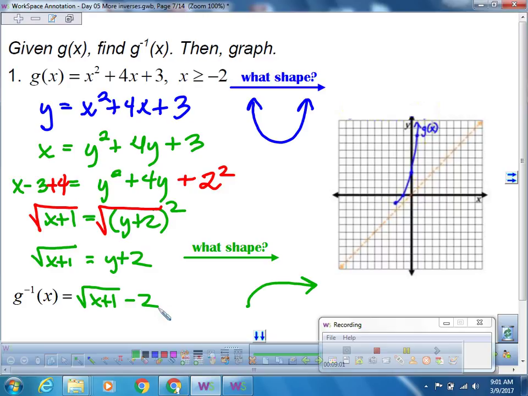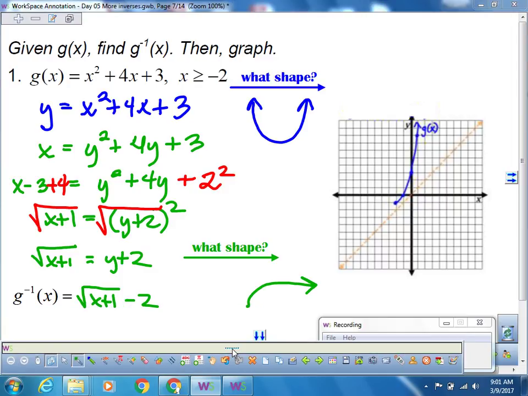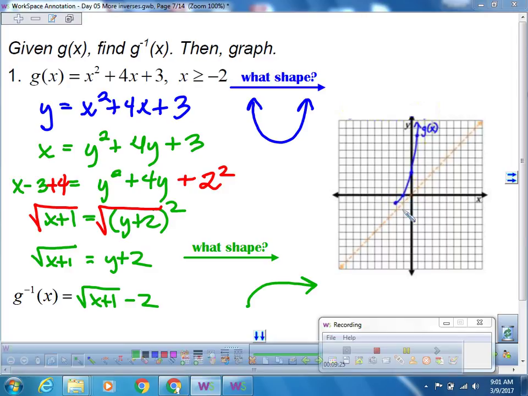Okay? Now, could I have done that a different way? Could I have found the inverse another way? I could have transposed the points. So if this is negative 2, negative 1, I want negative 1, negative 2. If this point is negative 1, 0, I want 0, negative 1. And if this point is 0, 3, then I want 3, 0.